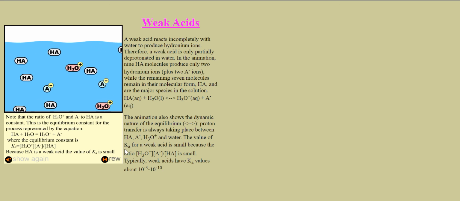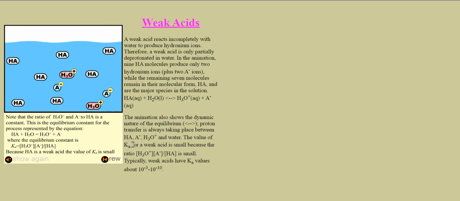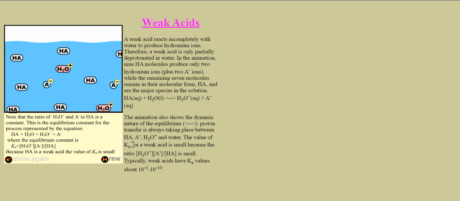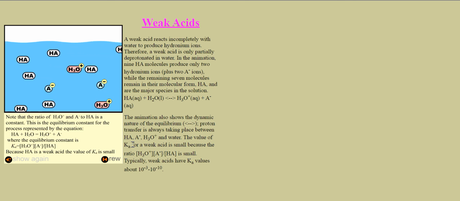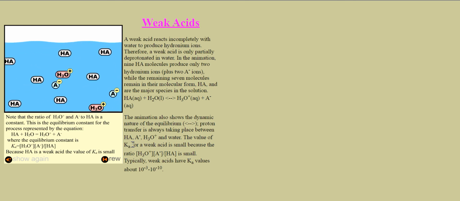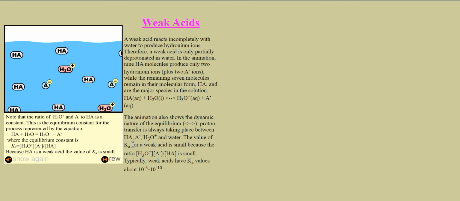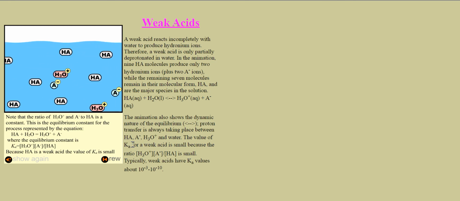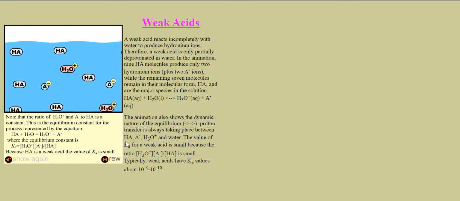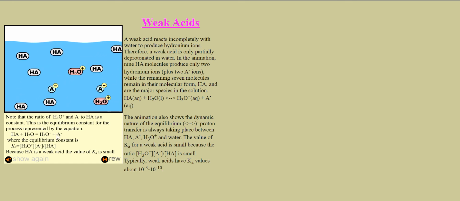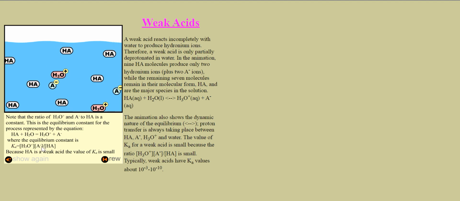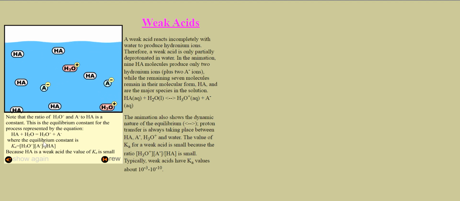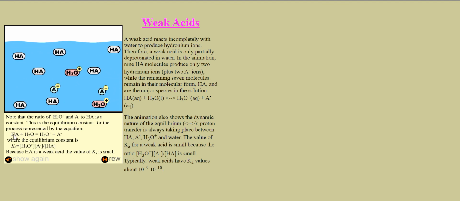All right. So note that the ratio of hydronium and the anion to the weak acid is constant, meaning that the equilibrium constant for the process is represented by the equation, where the equilibrium constant is the products divided by the reactants. Sorry, I messed that up. The product, your H3O+ and A- are your products. So those are on the top of your fraction, and then it's divided by your reactant, your weak acid, on the bottom.